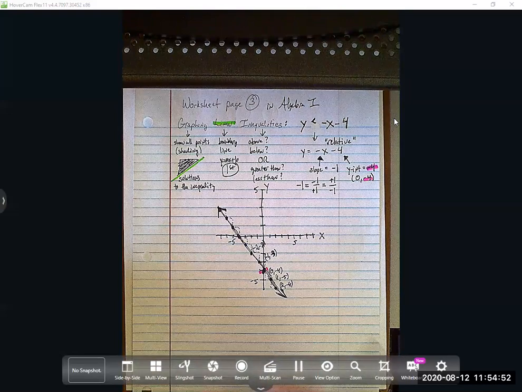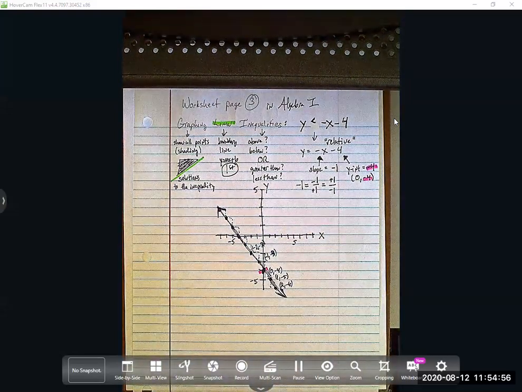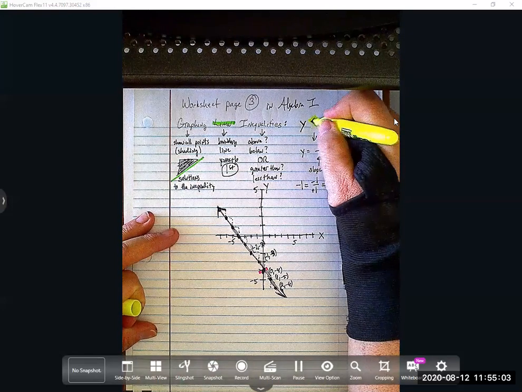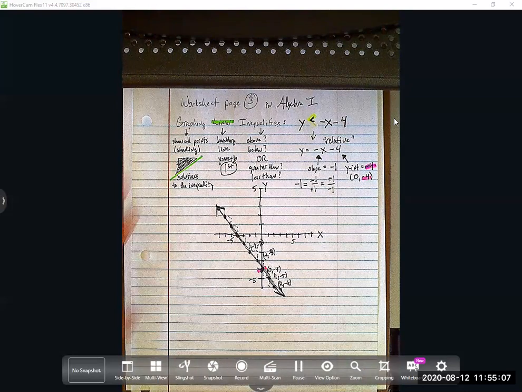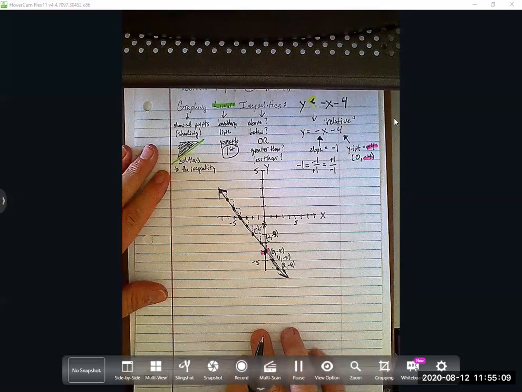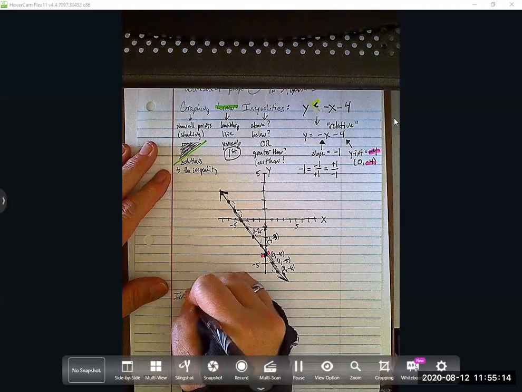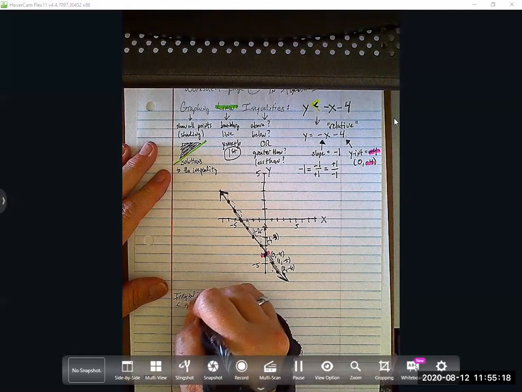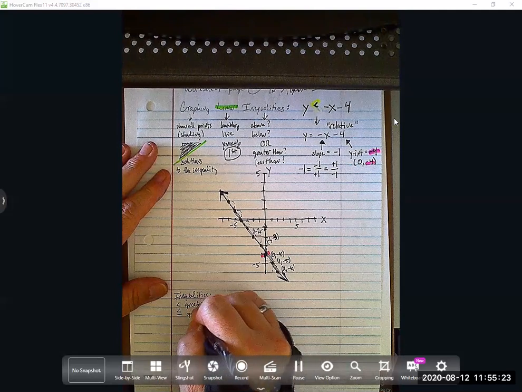Now the question is, going back to the original, is it above or below? So to figure that out, you're going to look at the inequality symbol right here. And technically we have 4 inequality symbols. Okay, so let's write this down here. So inequalities can be just greater than. They can also be greater than or equal to.